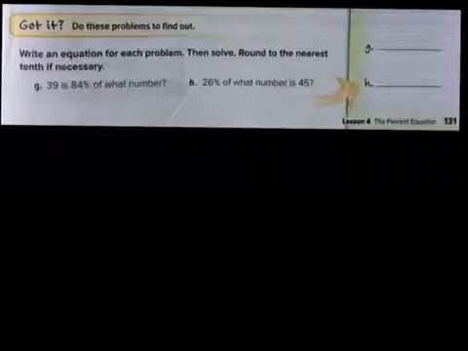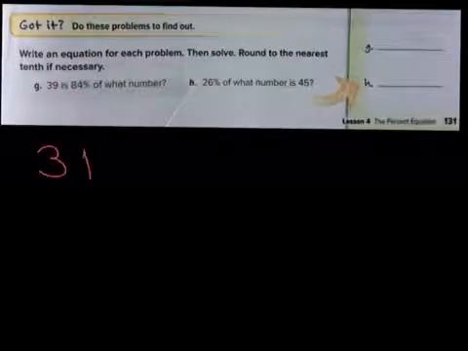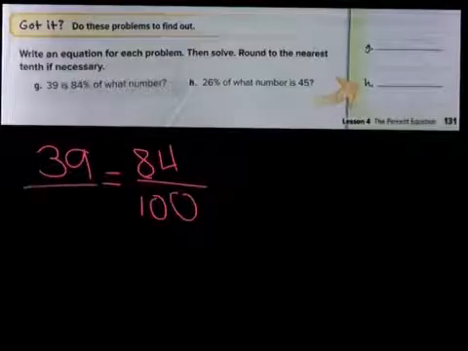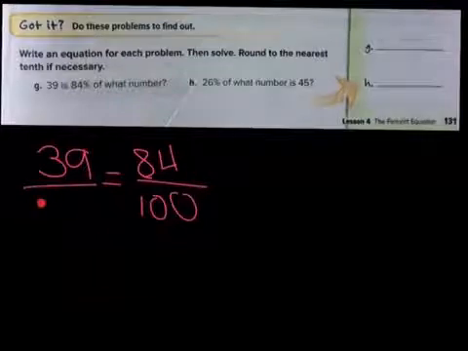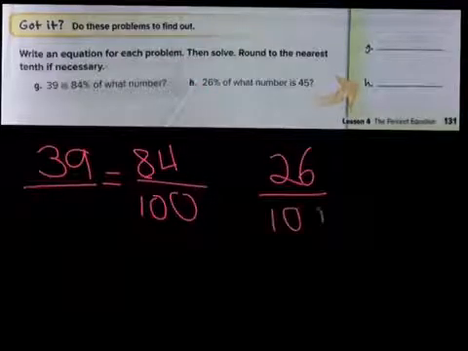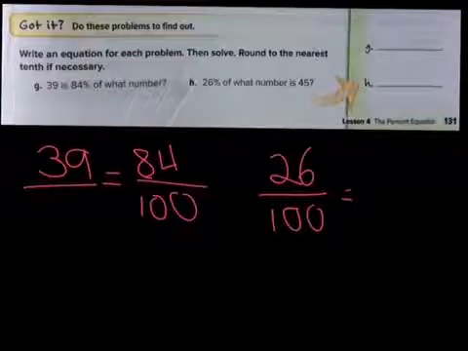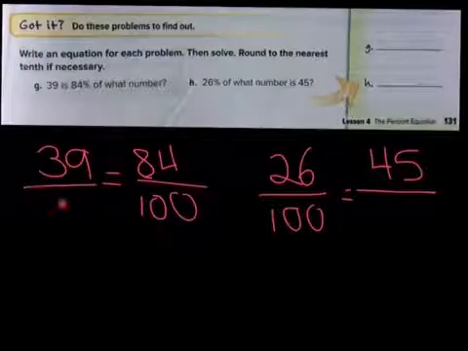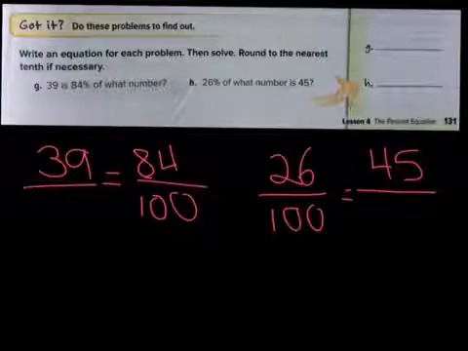So let's look at the wording. What are they trying to say? First, I'll draw this one out. 39 is 84%. So we're missing our whole. You see that? 39 is 84%. Over here we're being told 26%, right? Of what number is 45? Out of what number? So we're missing both our wholes on both sides.